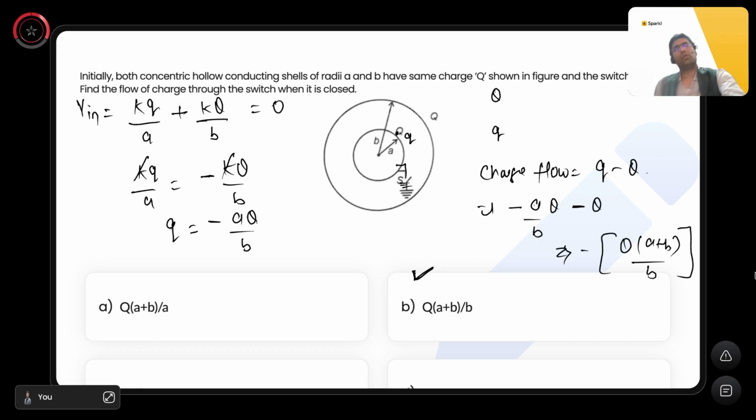All right. So the concept over here is whichever shell is earthed, its potential will become zero and its charge will change. If there is another shell which we have not disturbed, which we have not earthed, then its charge will remain as it is. All right. Next question.